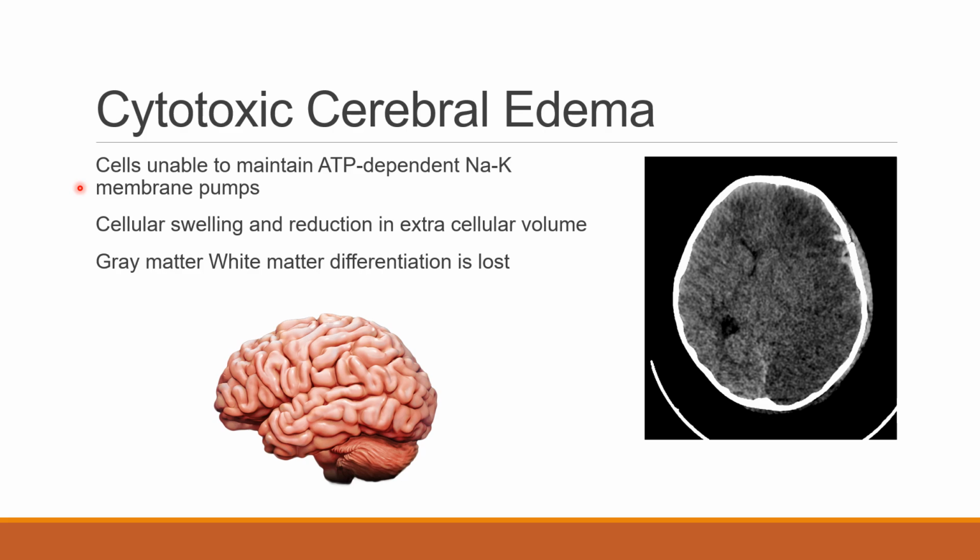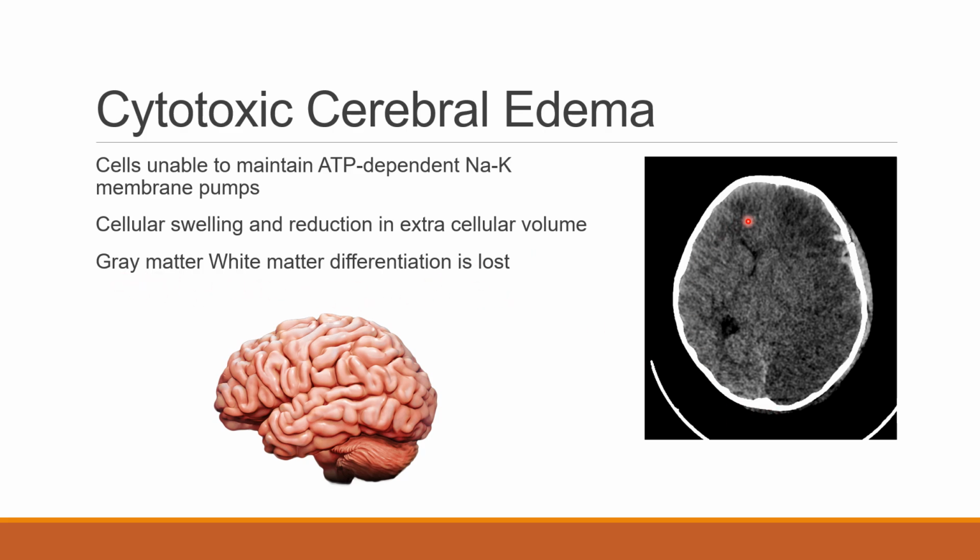In cytotoxic cerebral edema, mainly the cells are unable to maintain the ATP dependent sodium potassium ATPase membrane pump. This leads to accumulation of water inside the cell, and there is cellular swelling and reduction in the extracellular volume because the water is preserved inside the cell rather than outside the cell. So what happens here is that the gray matter white matter differentiation is lost.